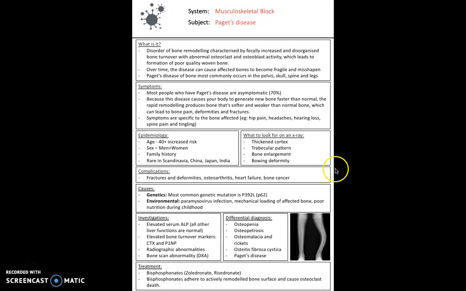And on an x-ray there are 4 signs to look for Paget's disease: a thickened cortex of the bone, a trabecular pattern, a bone enlargement and a bowing deformity. The causes behind Paget's disease are a mix between genetics and environmental factors. So a common genetic mutation is P392L, maybe a little bit too much depth for what you need to know, but environmental factors include an infection, mechanical loading of affected bone and poor nutrition during childhood.